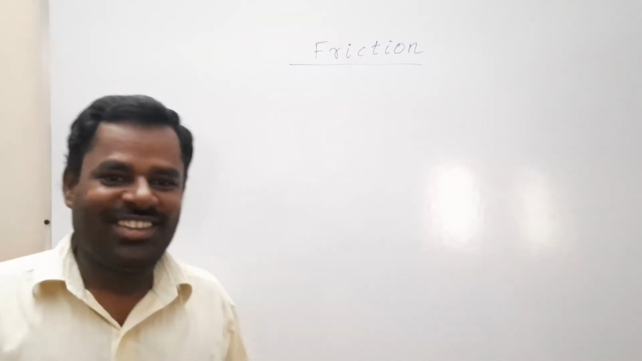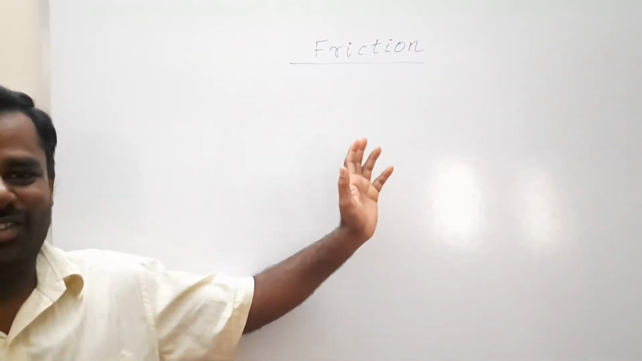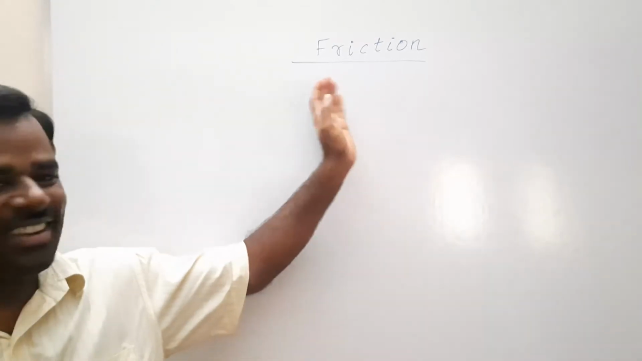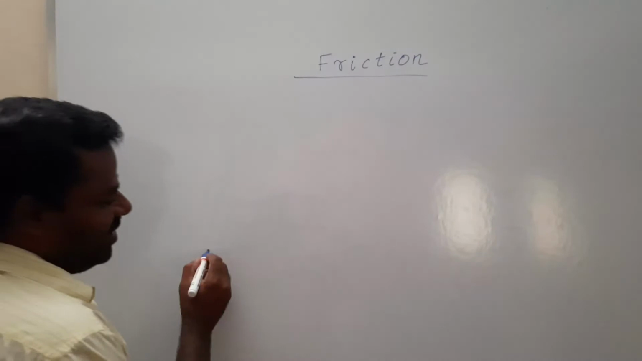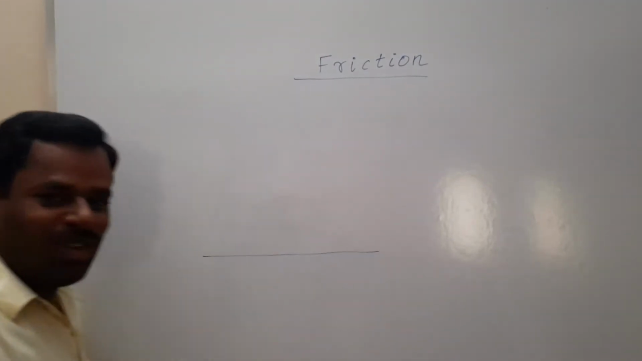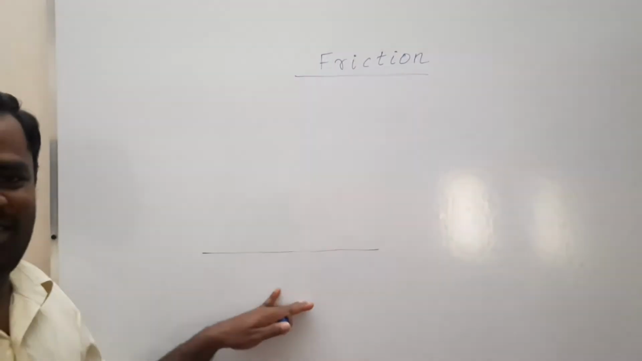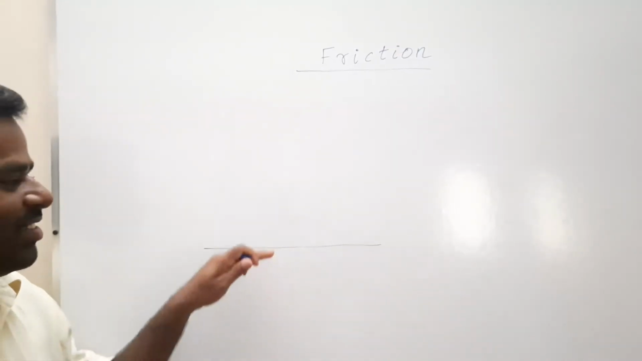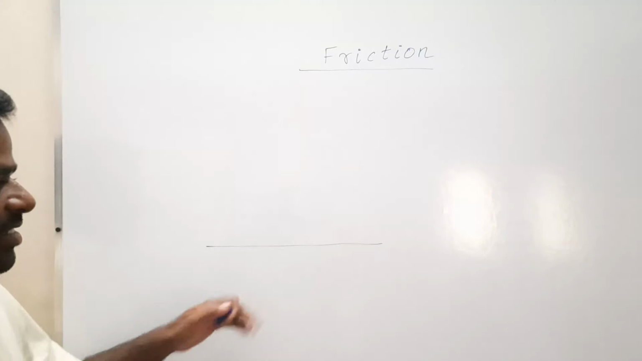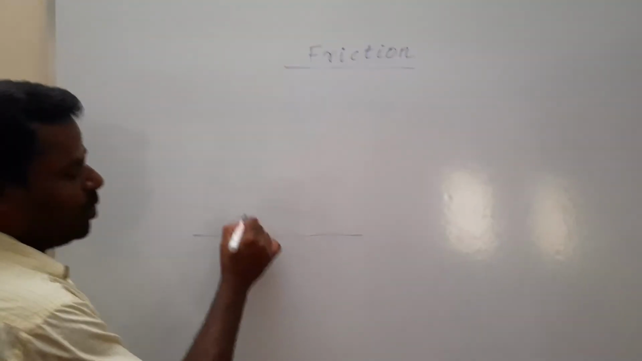Hello friends, today we are going to discuss a conceptual JEE problem in the lesson on friction. Here we have the ground, which is a smooth surface. Smooth surface means friction will not be there; friction on this surface is 0. On this surface, let us place two blocks.